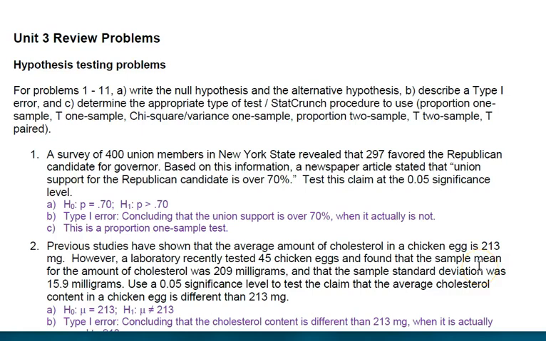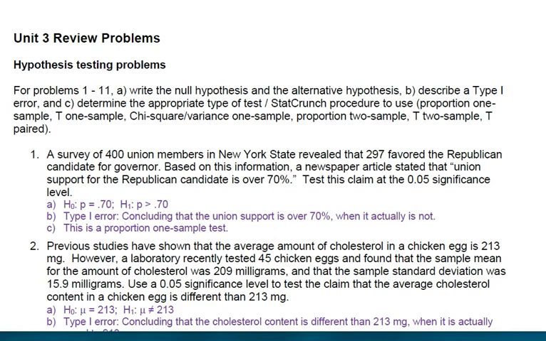This is the first part of a review session for Unit 3 in Applied Statistics. For this first part, we're going to talk about hypothesis testing problems. We're going to start with the first set of problems where the idea is to write the null hypothesis and the alternative hypothesis, then describe a type 1 error, and last of all, determine the appropriate type of test or the appropriate StatCrunch procedure to use.